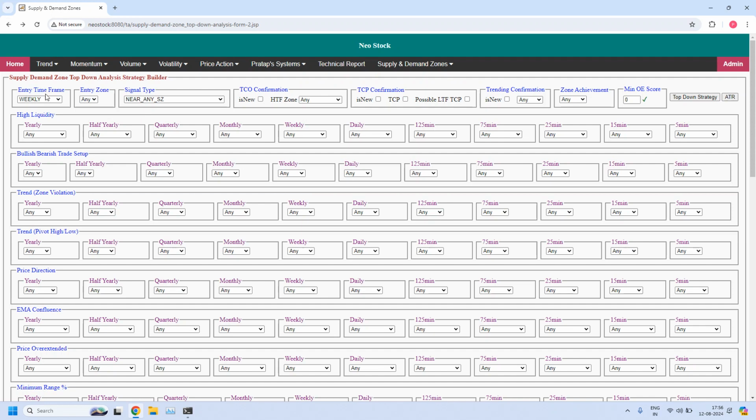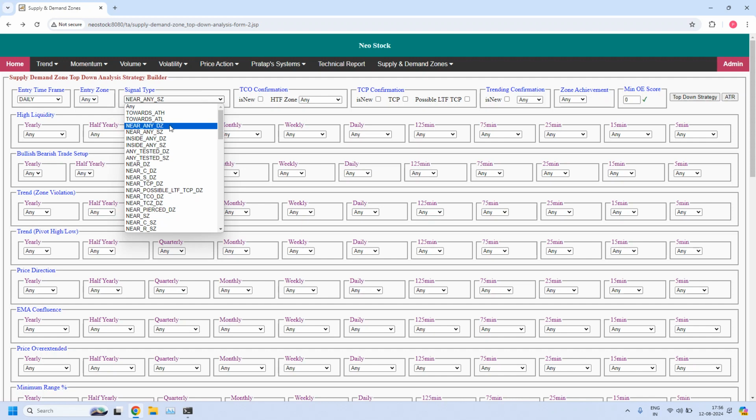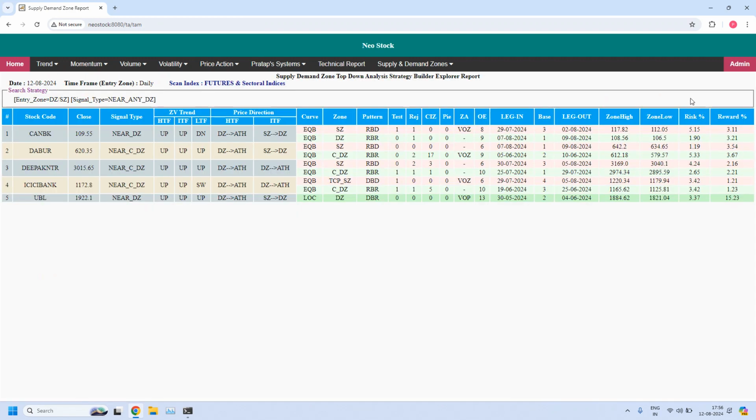Next time frame is daily. Entry time frame is daily. Let us find the stocks near daily demand zone. Five stocks are near to the daily demand zone. Let us identify any high liquidity zones from this list.